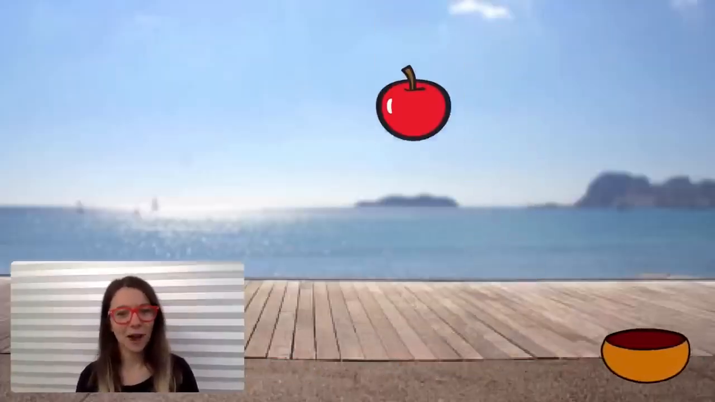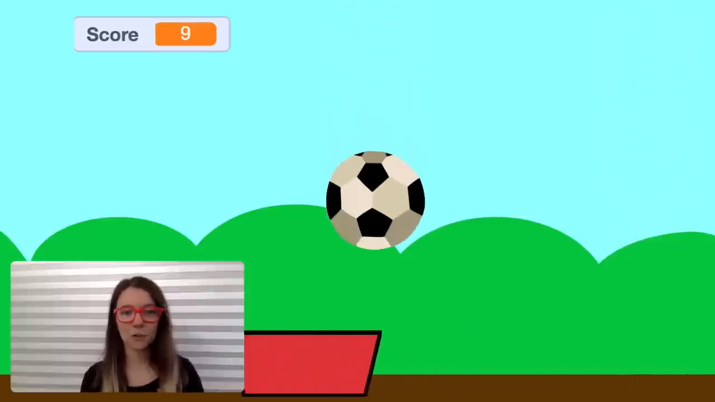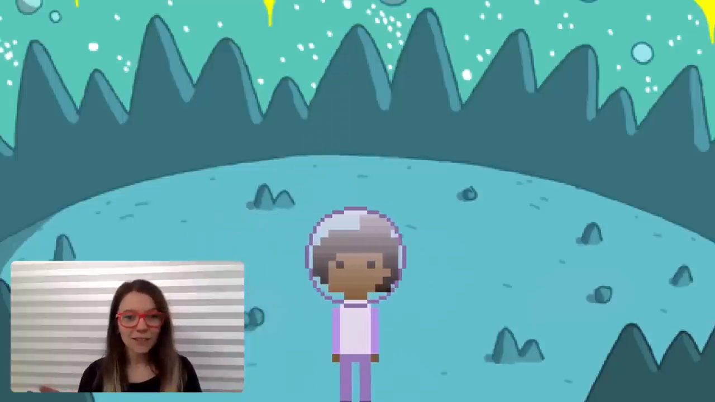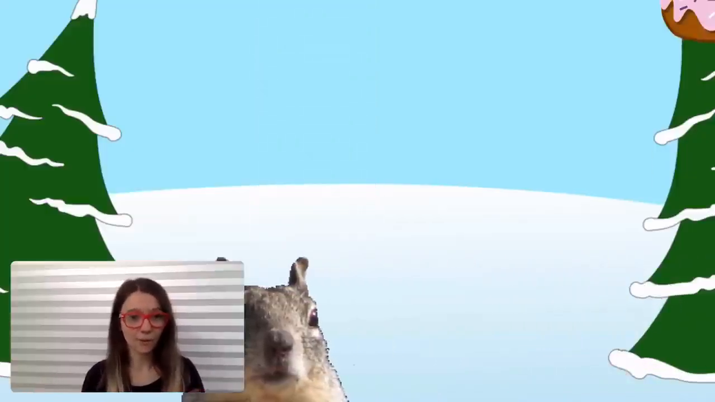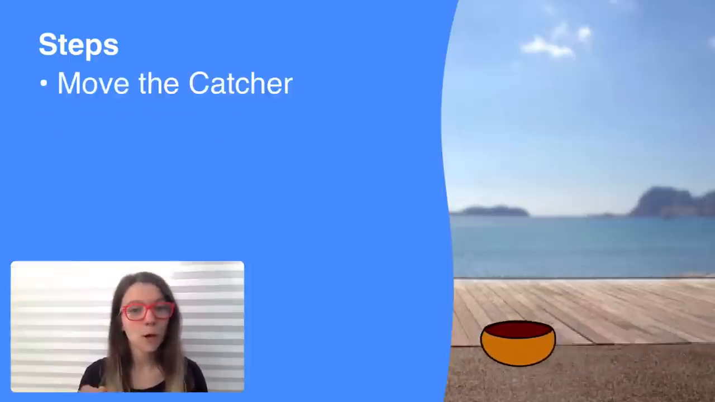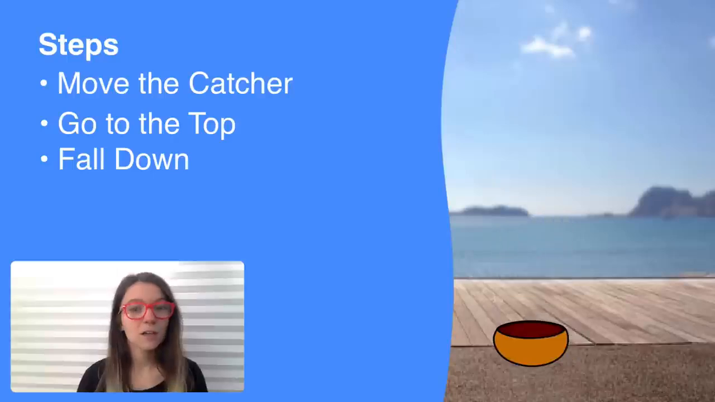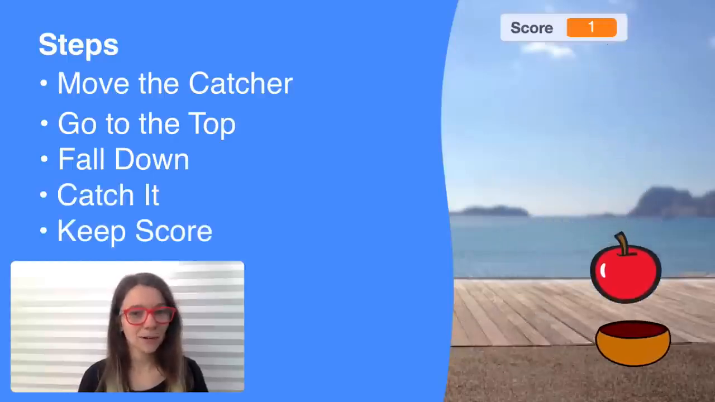Today I wanted to show you how to make a catch game in Scratch, a game where objects are falling from the sky and you catch them to score points. It could be any object that's falling and it could be any character or object that's catching it. We'll break this into 5 steps. Move the catcher, make your object go to the top, fall down, catch it, and keep score.